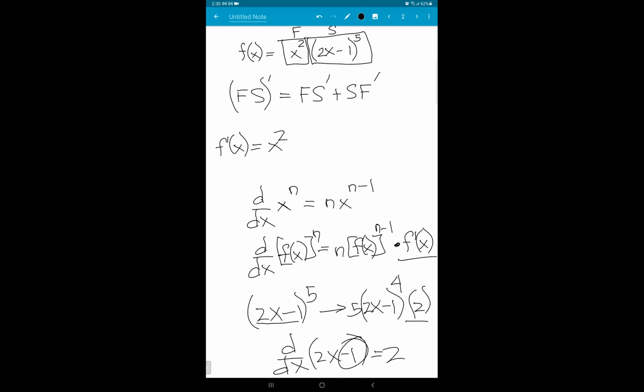Nobody's messaging. Perfect. So the derivative of a constant is 0, so that means we have a 2 here. If we simplify a little bit, we have 10 times (2x minus 1) to the 4. That is the derivative of the second function. Let me put that here, as originally differentiated, without the simplified expression yet.